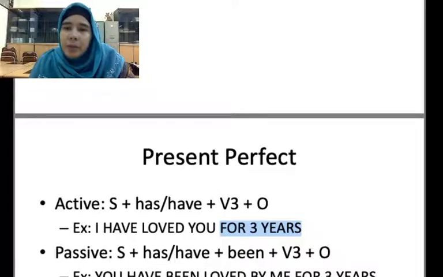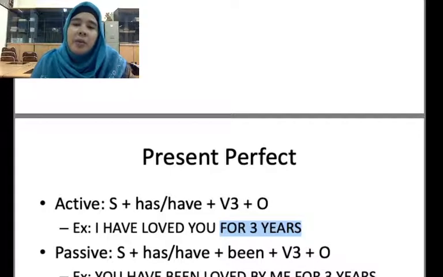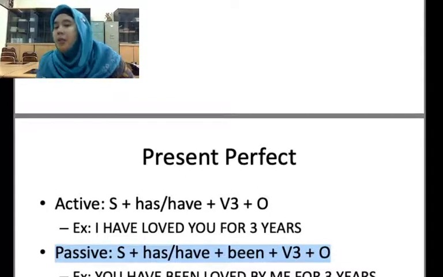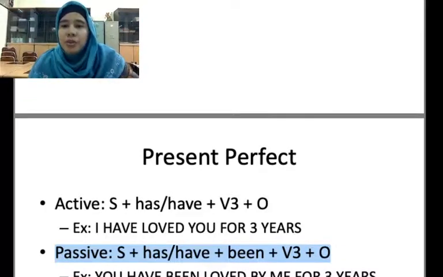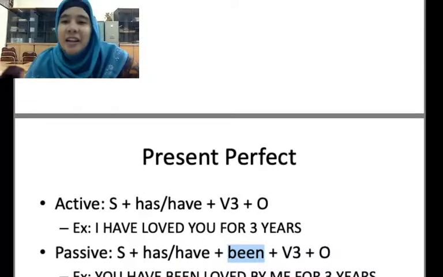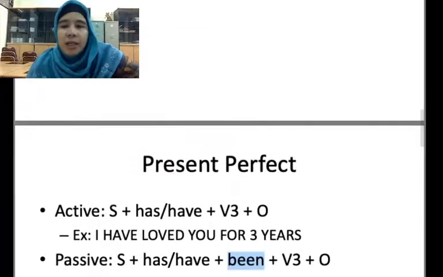Perhaps you still remember that the usual adverb of time in present perfect itu ada for, ada since, ada up to now. There are a lot of kinds of adverb of time in present perfect. And when it comes to the passive voice, ada ini. Subject plus has or have plus been plus verb 3. Okay, perhaps you want to know there is a word been di sini. Okay, kalau di continuous ada being, kalau di perfect ada been. Sama semua. Every continuous, every perfect itu pasti ada being atau been di situ.